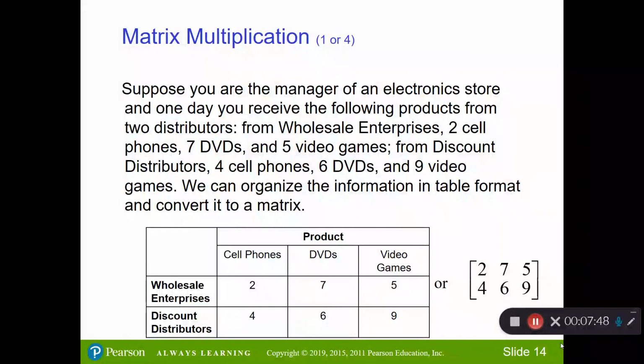Okay, so now suppose that you're the manager of an electronics store. One day you receive the following products from 2 distributors. From Wholesale Enterprises, 2 cell phones, 7 DVDs, and 5 video games. And from another distributor, 4 cell phones, 6 DVDs, and 9 video games. So I can make a table like this, which notice this corresponds to the matrix 2, 7, 5, 4, 6, 9, like that.